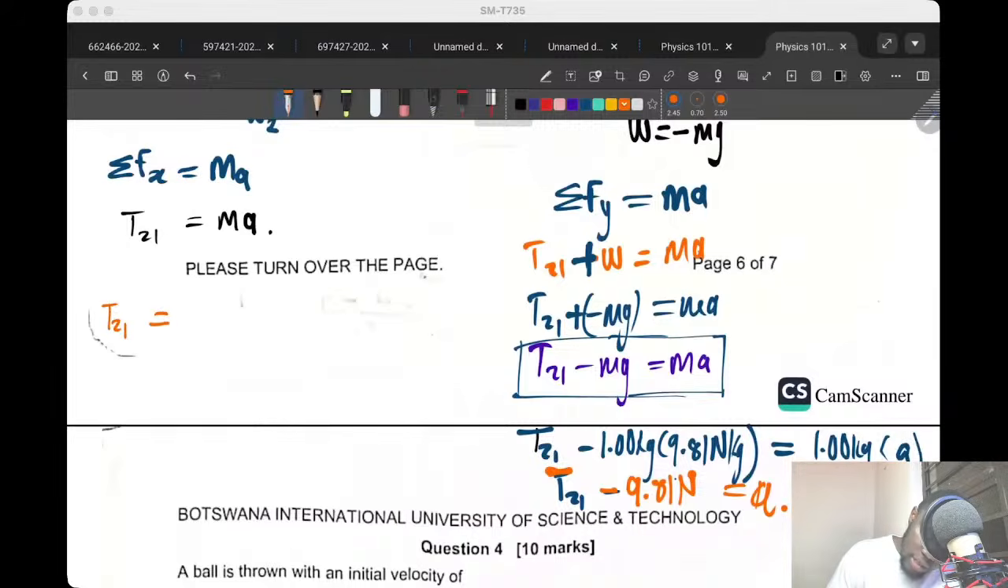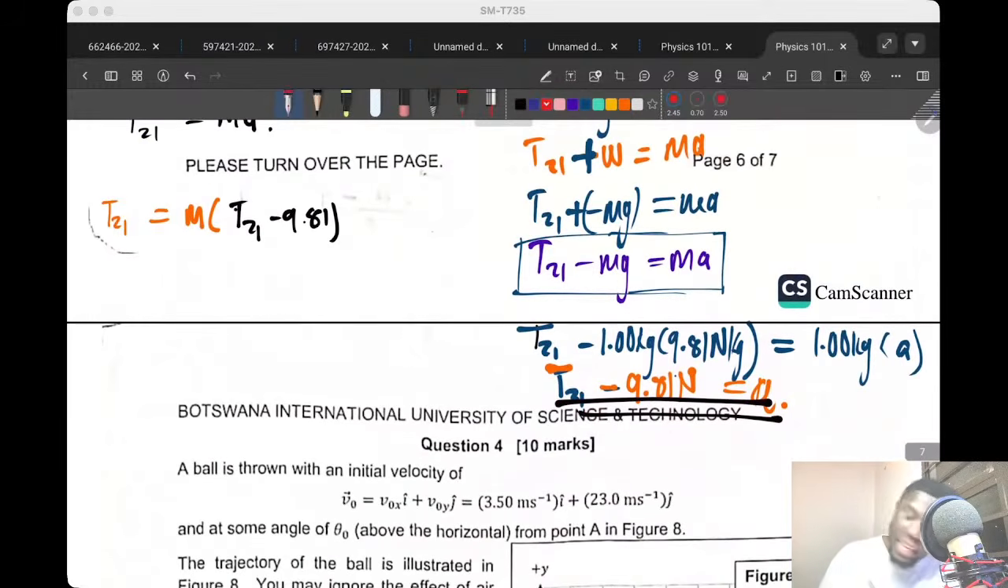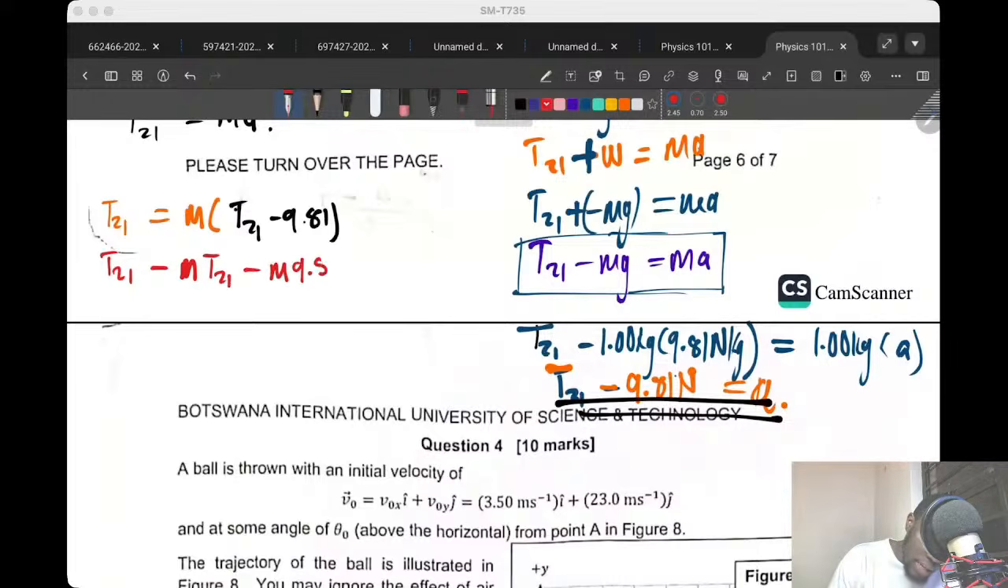We're going to now have T21 is equal to m multiplying, what is it now multiplying? It is multiplying T21 minus 9.81. That is the A. We got it from here, and because they told us the acceleration is the same, that is why we are replacing it. Now what are we going to have? T21 minus m by T21 minus m by 9.81.